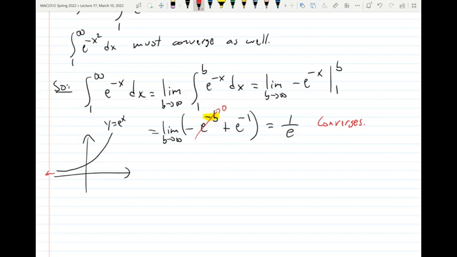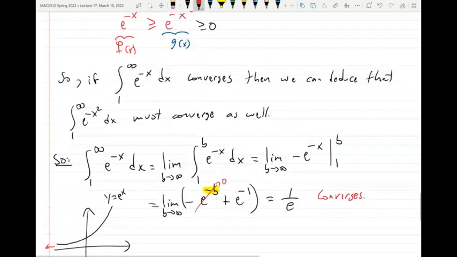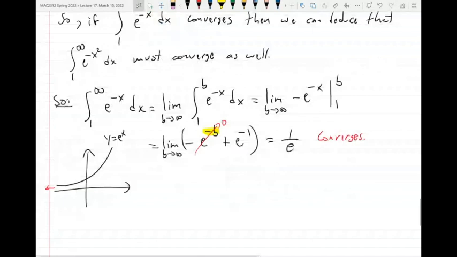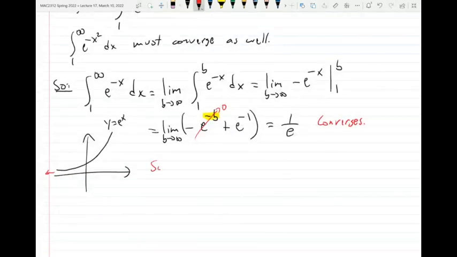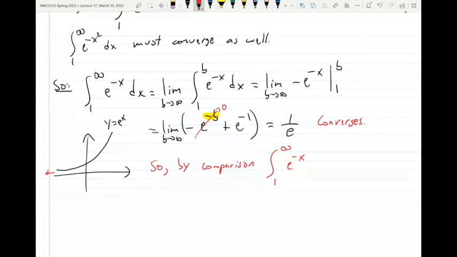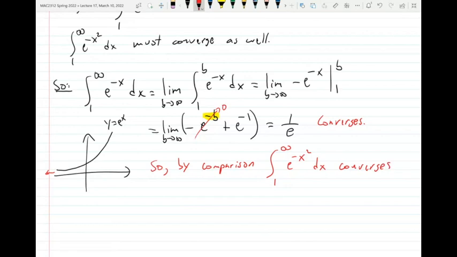And because the big one converges, what can we say about the small one? It must converge as well. Okay? So, by comparison, the integral from 1 to infinity of e to the negative x squared converges. And we didn't have to compute that one. We computed an easier one. We found that the easier one was bigger than this one, and it converged, so we can deduce this.